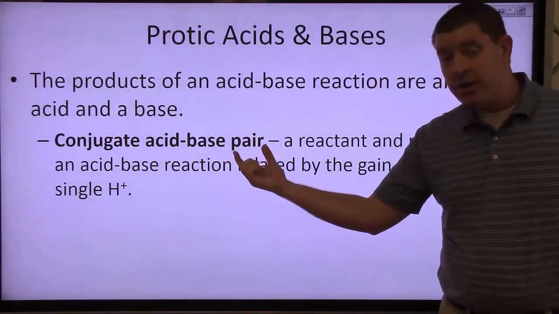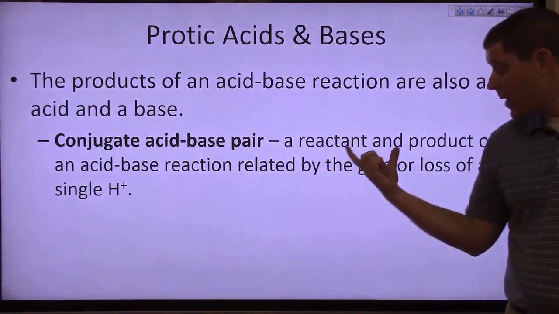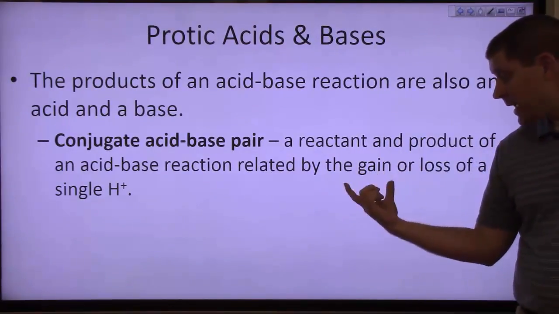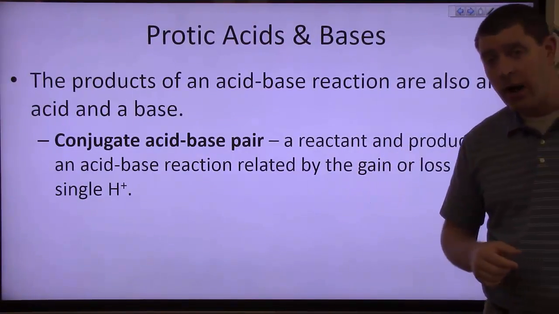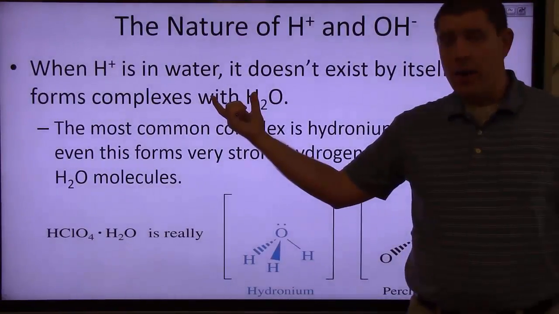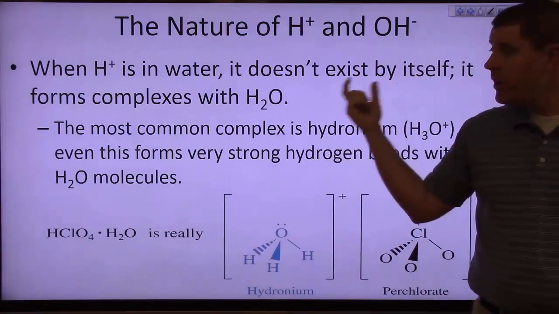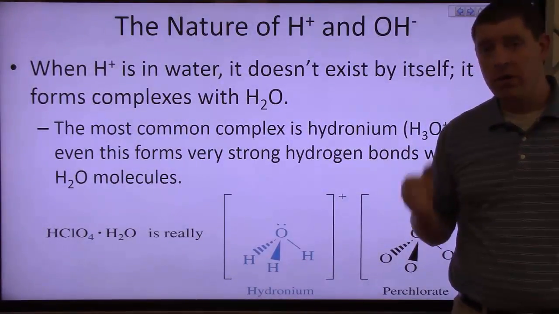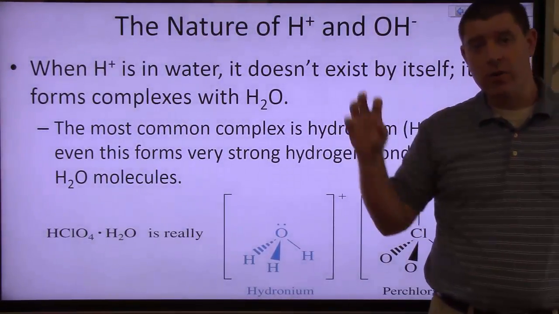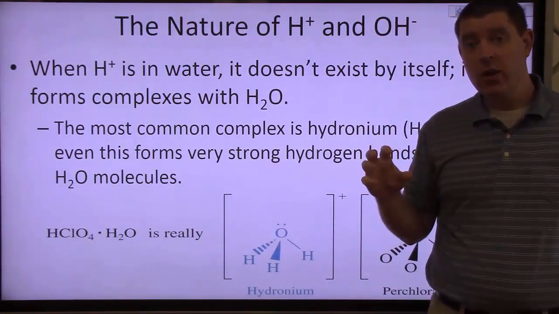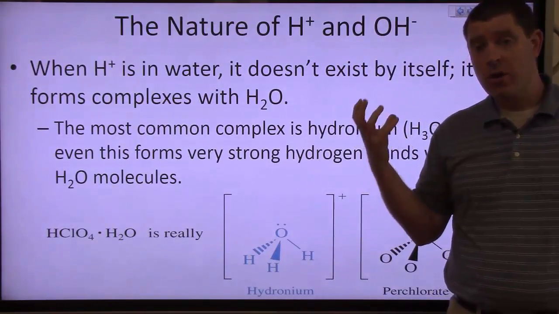Now, the products of an acid-base reaction are also an acid and a base. That is, a conjugate acid-base pair is a reactant and a product of an acid-base reaction that are related by the gain or loss of a single hydrogen ion. Now, when a hydrogen ion is in water, it doesn't exist by itself. It instead forms complexes with water. That is, the hydrogen ion doesn't simply float around as a single proton, as a single H+ moving through solution. It instead forms complexes with the water.